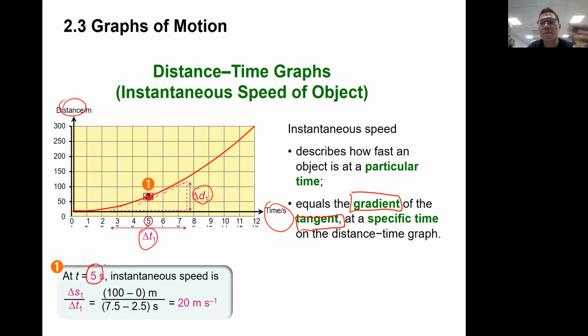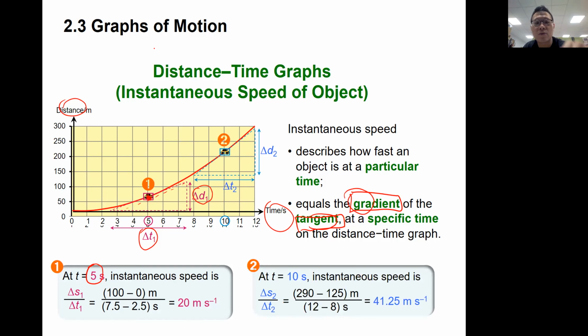Then if I want to look at another timing, to do a comparison, let's say I look at 10 seconds. Same thing, I'll repeat again. I will draw the tangent and look at the gradient, because the gradient of a distance time graph gives speed. I draw the tangent, I calculate the gradient of this line, which gives us speed at this instant, which is instantaneous speed.